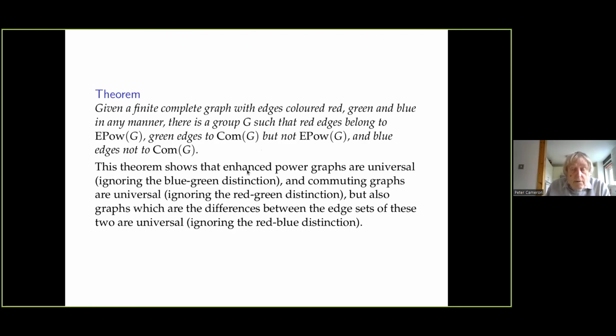But also, I mentioned briefly that there are interesting questions about the differences between these graphs. If you look at the difference between the commuting graph and the enhanced power graph, that is, the graph whose edges are pairs that commute but don't generate a cyclic group, then those graphs are also universal, because if I forget about the distinction between red and blue, the green edges are the ones that belong to that difference, and the red and blue edges don't. So from this single theorem, we get 3 universality results. I would like to see more theorems of the same sort. But anyway, there's something.